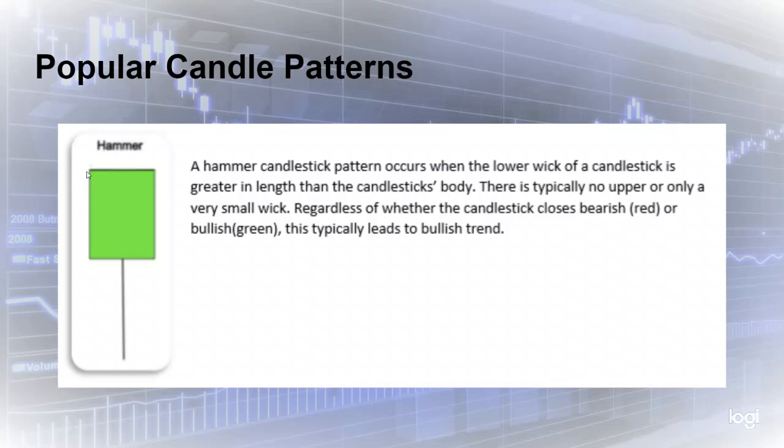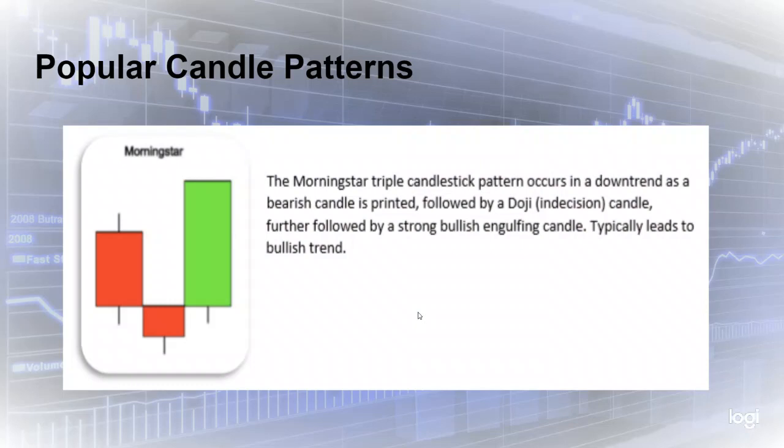Or we could have opened here, traded down here, and then got all the way back up and then closed here, and that would still be a bullish hammer, but the candle would actually be red. But the long wick again shows rejection, and it would still typically lead to bullish price action.